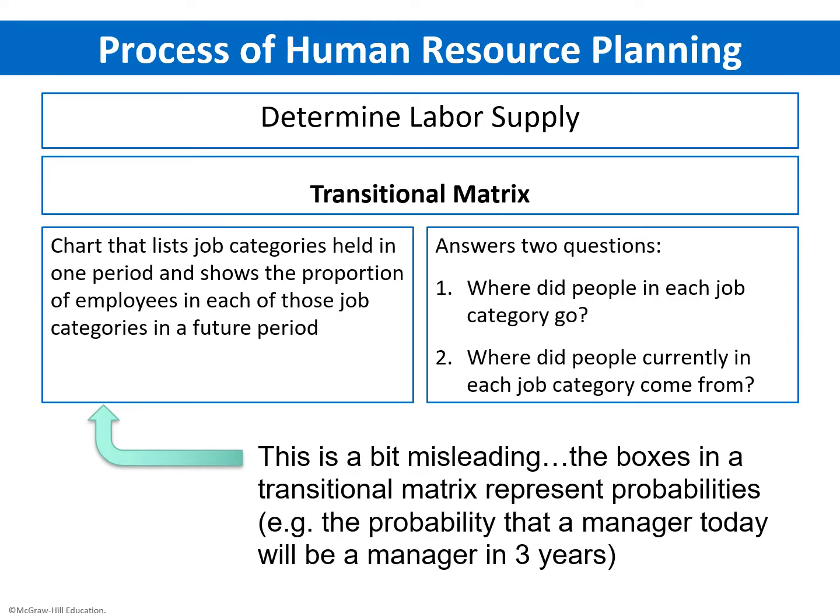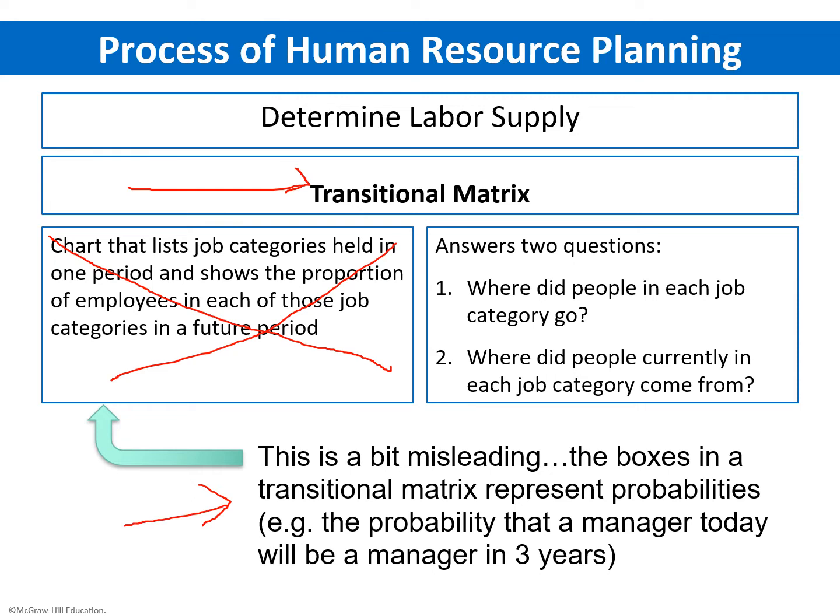Now, once we've forecasted our labor demand, we need to work on forecasting our labor supply. And one of the tools that we're going to use to do this is called a transitional matrix. Okay, now I left the definition from your textbook on this slide here because if you're using the book, you are going to see this definition, but this definition is actually a little bit misleading. All right, I really want you to think about a transitional matrix as being a chart that deals with probabilities.